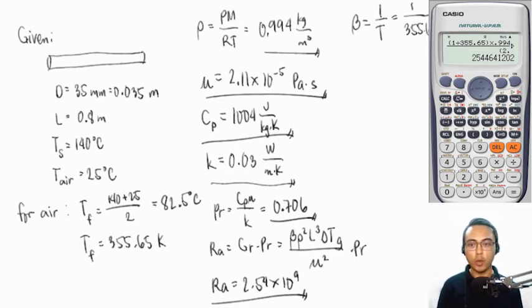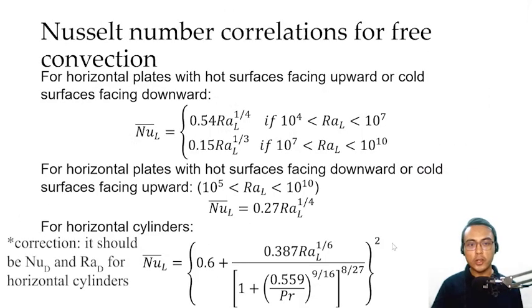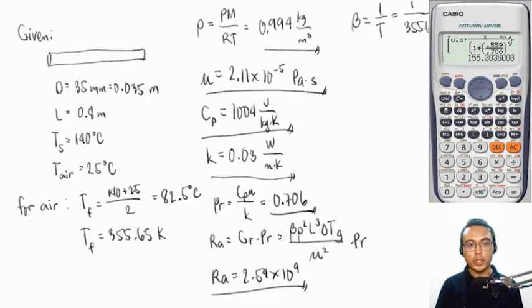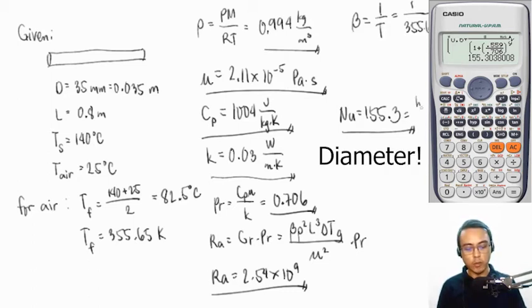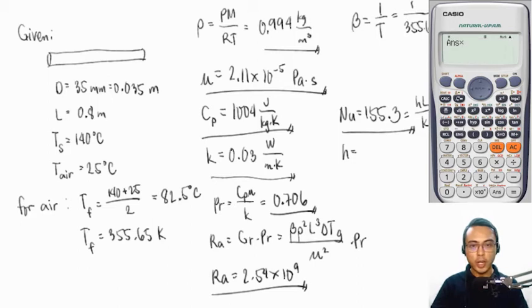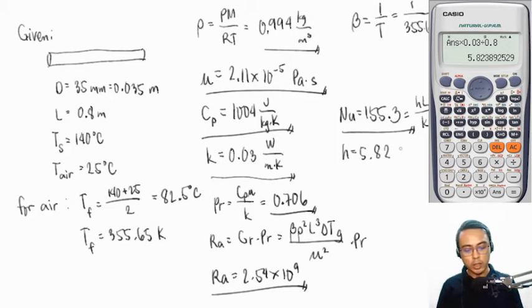So if we go back to our Nusselt number correlations, for horizontal cylinders, you can use this expression of the Nusselt number, okay? Substituting, our Nusselt number is 155.3. Now, from this Nusselt number, we can solve for the heat transfer coefficient. Remember that the Nusselt number is equal to hL over k. Solving for h, we have the Nusselt number multiplied by the thermal conductivity, 0.03, divided by the characteristic length, 0.8 meters. Our heat transfer coefficient is 5.82 watts per square meter per Kelvin.